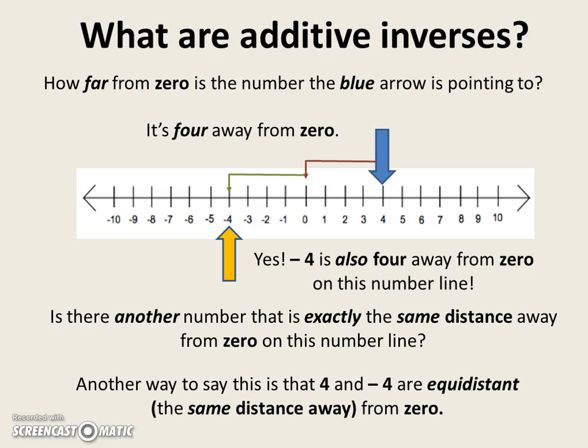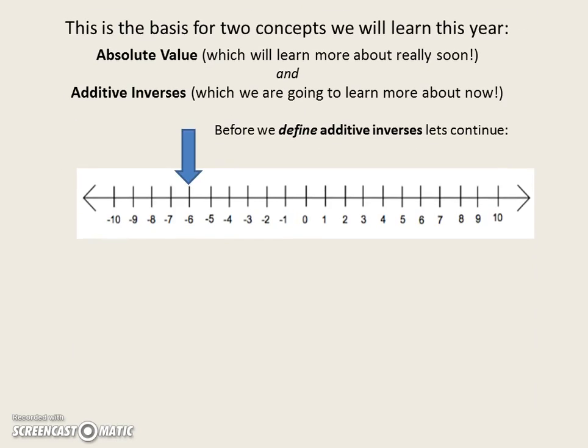Another way to say this is that 4 and -4 are equidistant from 0. Equidistant means the same distance away. So both 4 and -4 are the same distance away from 0. This is the basis for two concepts we'll be learning this year. The first is absolute value, which we're going to learn about really soon, and additive inverses, which we're going to learn about right now. Before we define additive inverse, let's continue a little bit.